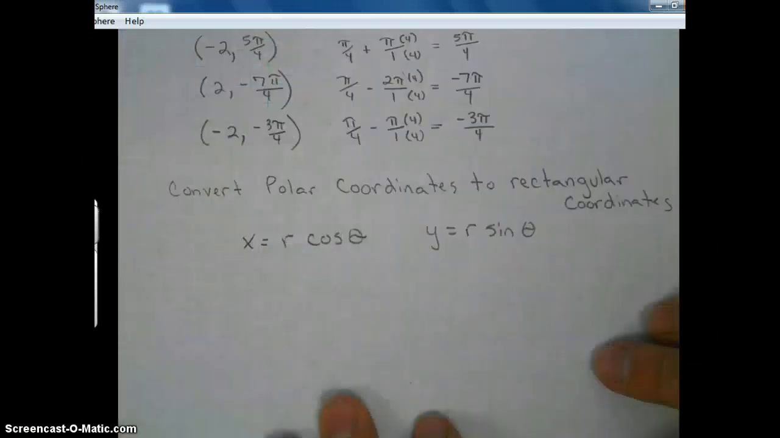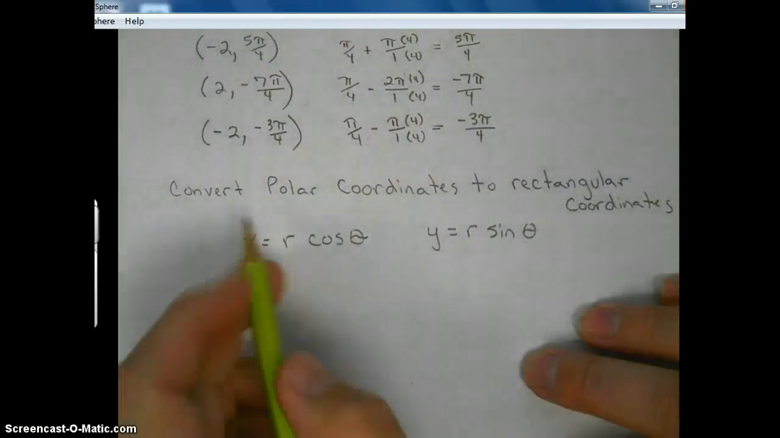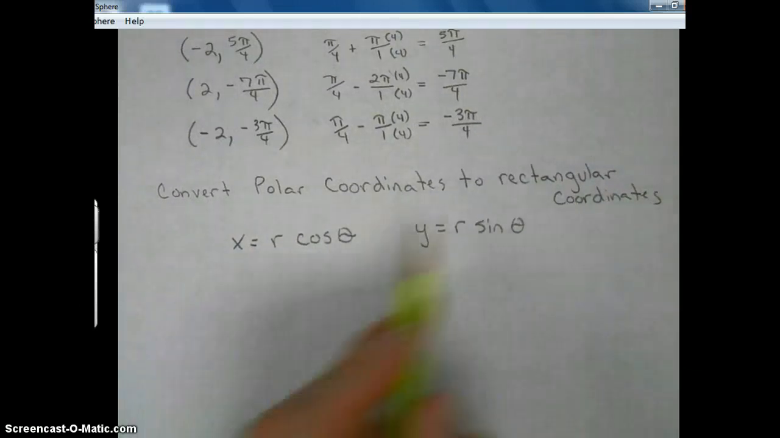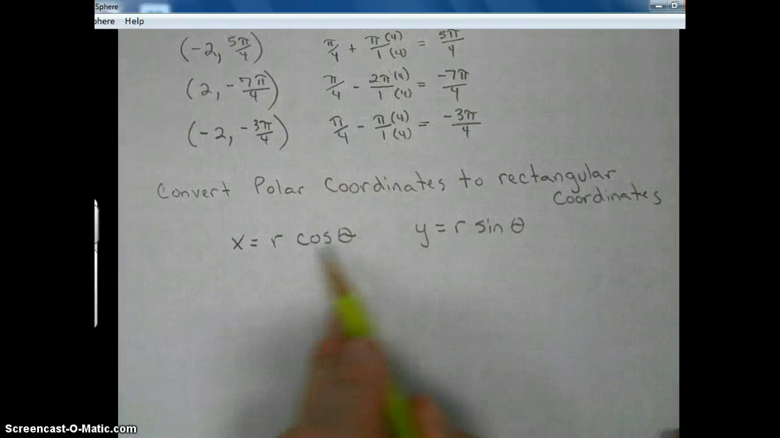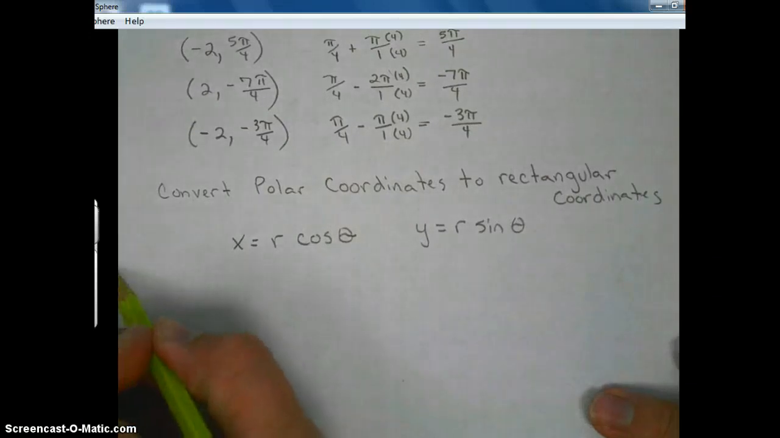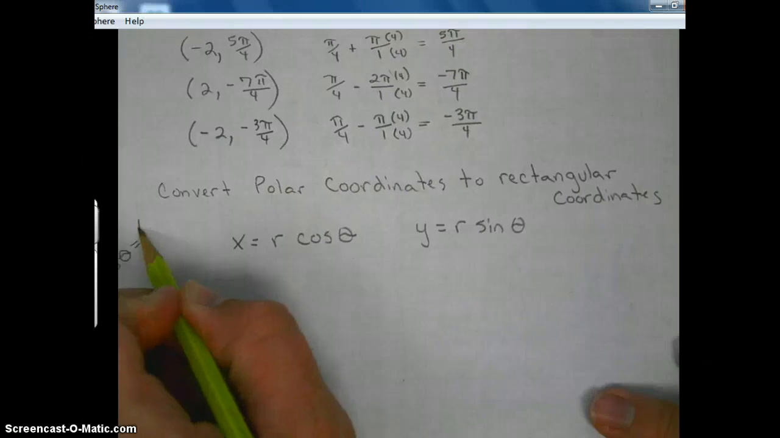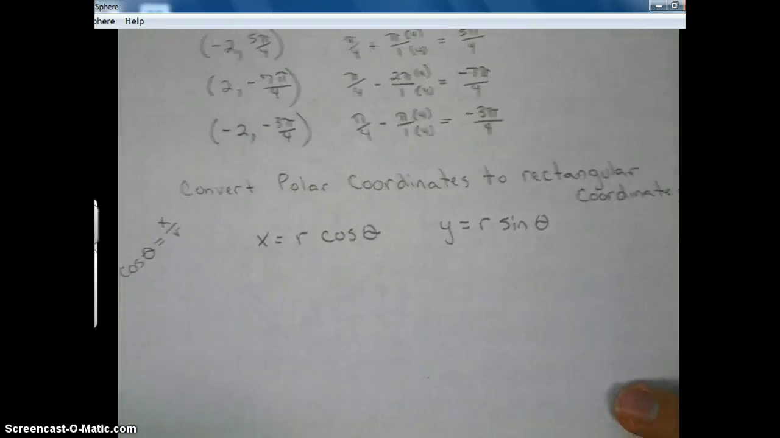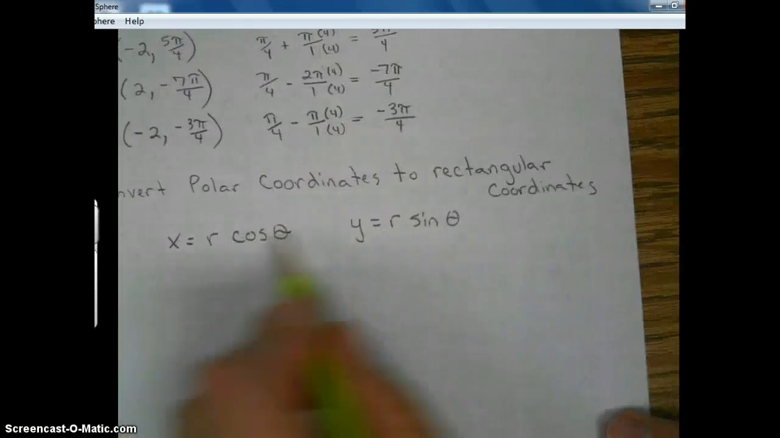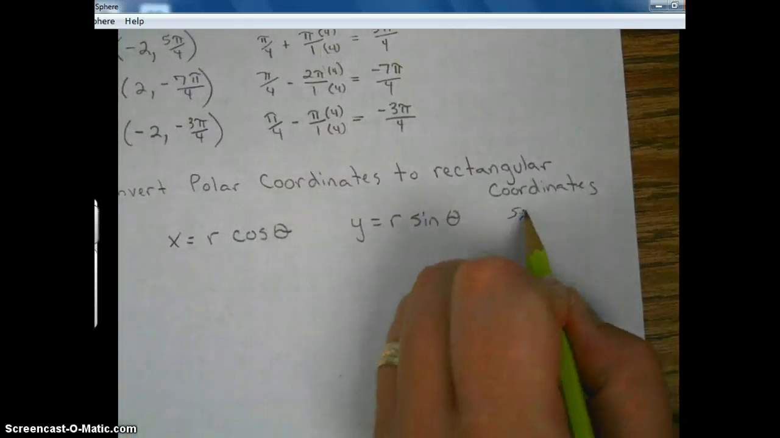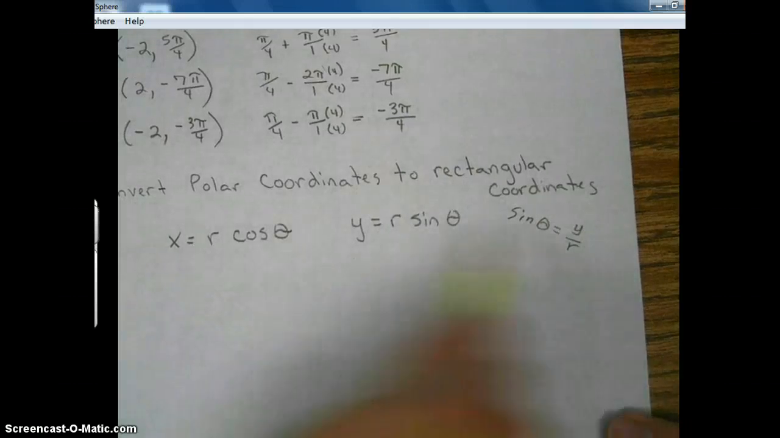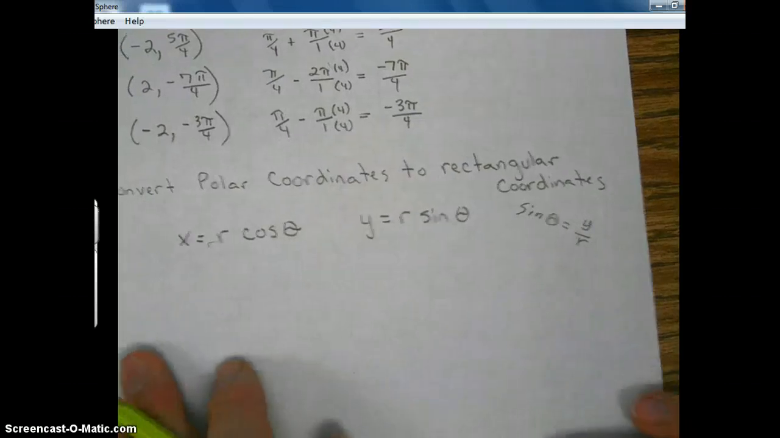Okay, we're going to go ahead and convert polar coordinates to rectangular coordinates. These are the two formulas that you need. This one is derived from our cosine: cosine of theta is equal to x over r. That's how we get this. And this one is derived from the sine of theta equals y over r. Little manipulation, and that's how we came up with these two. So very simple.